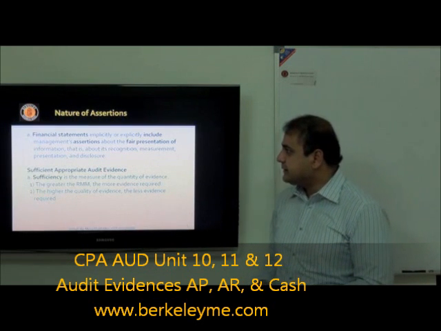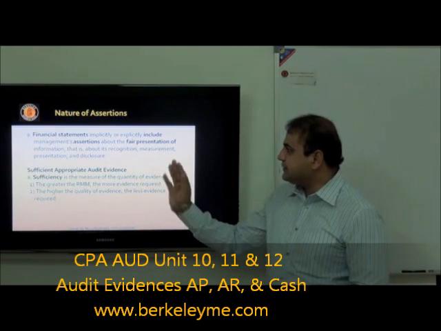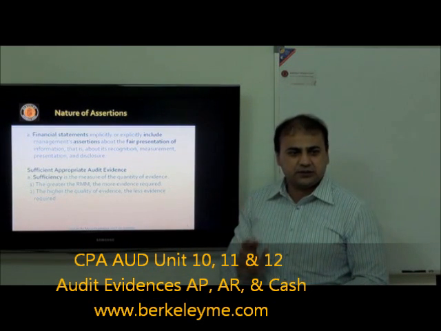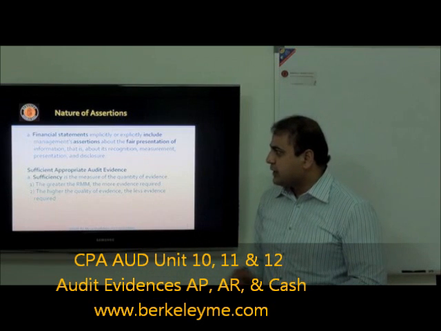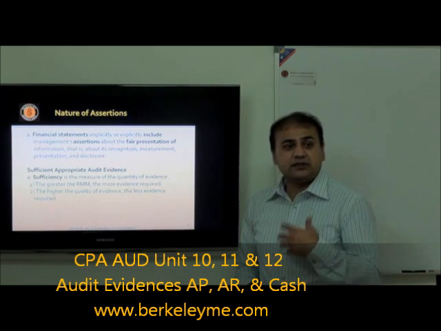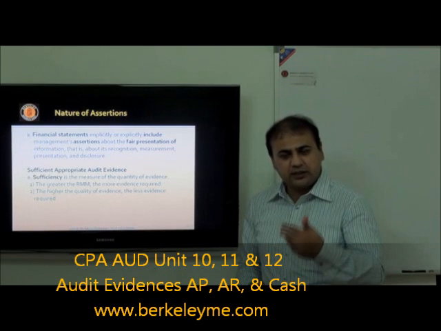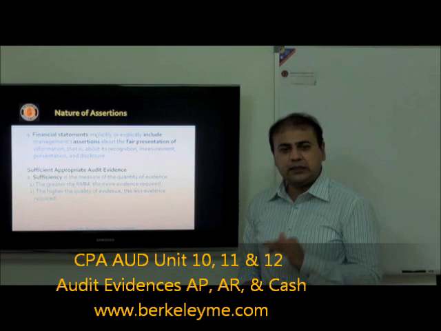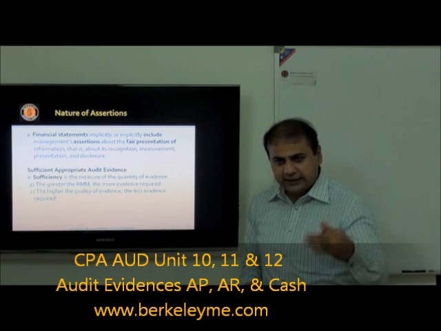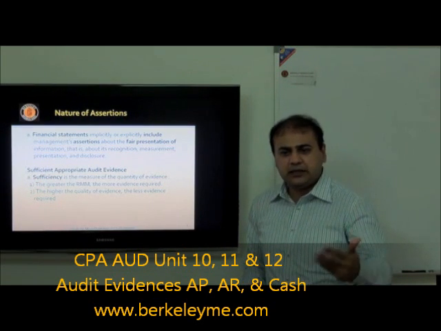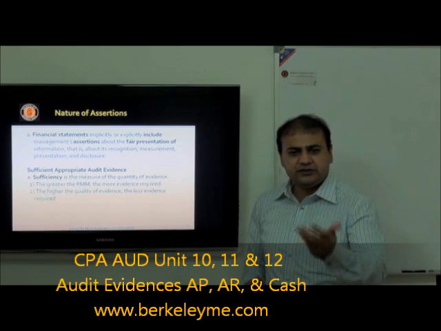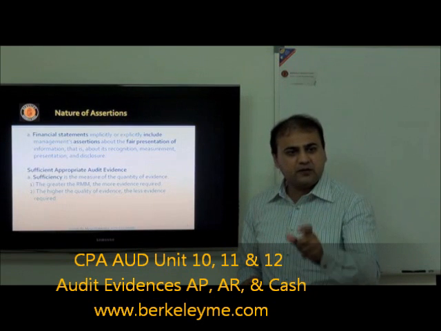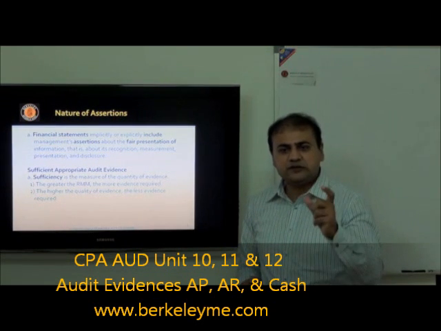Financial statements implicitly or explicitly include management assertions about the fair presentation of the information. Now we will discuss the assertions. There are typical assertions that we are going to discuss in this chapter, and in later units we will keep applying them. For example, completeness, accuracy, valuation, measurement, disclosure, and cut off. These are typical financial assertions that we have to see.